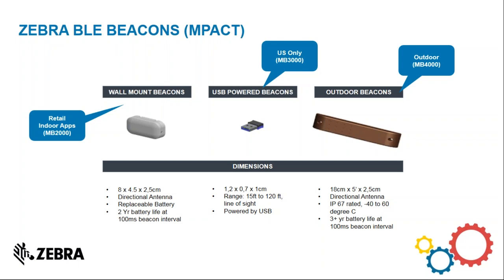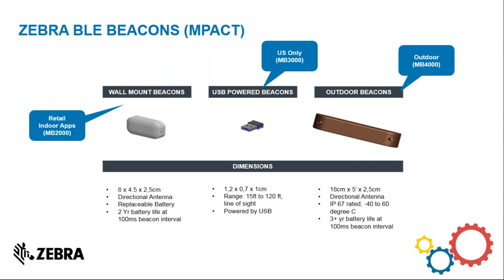And then the last kind of beacon is the outdoor one. The outdoor is a very powerful and ruggedized beacon. It can work between minus 40 and plus 60 degrees temperature, and it's completely sealed, so it can even be submerged in water. And its battery can last as long as 3 years or even more. We'll talk about beacons later in this presentation.